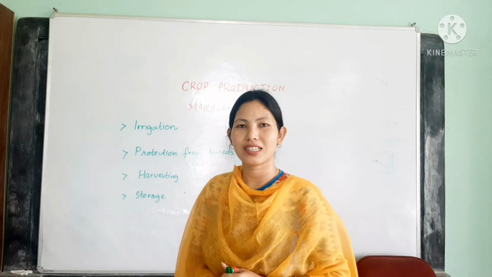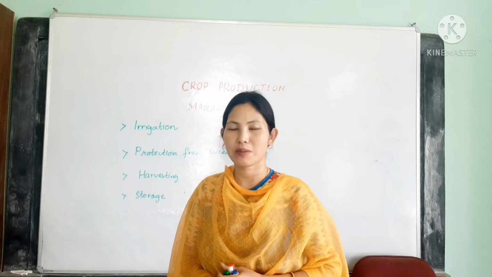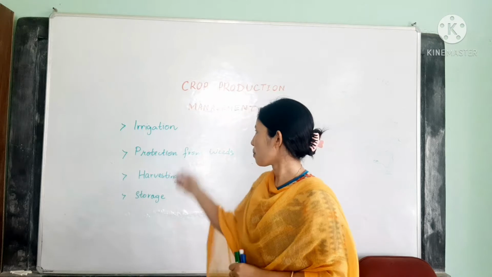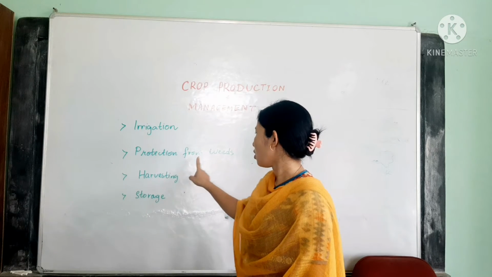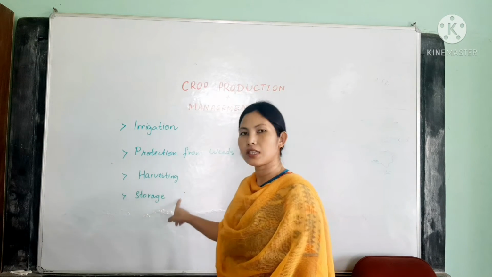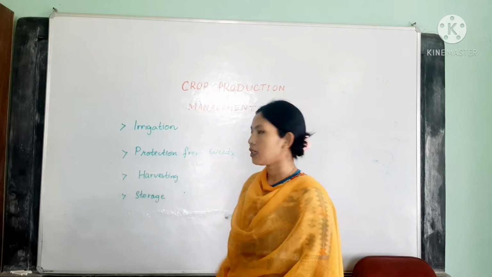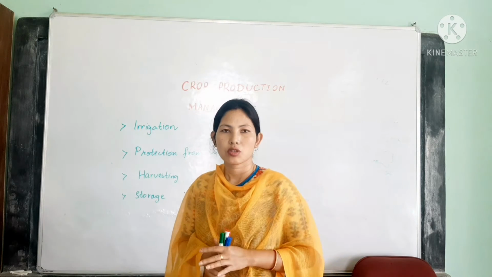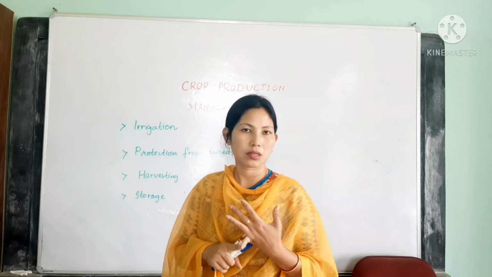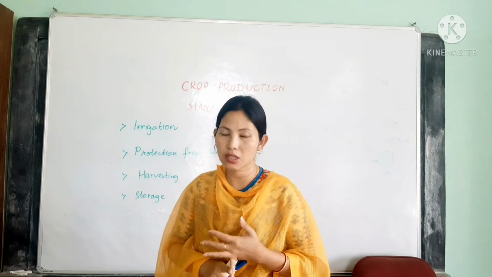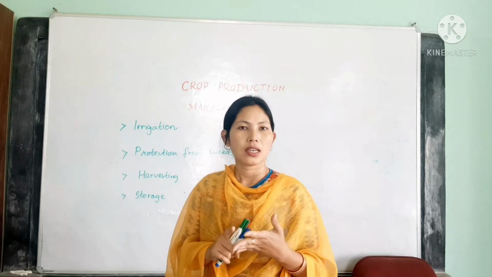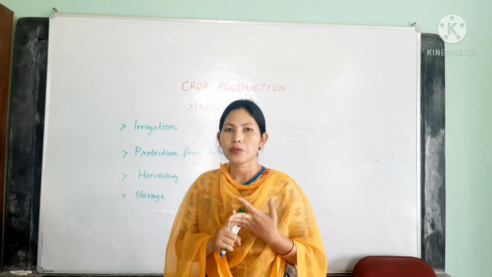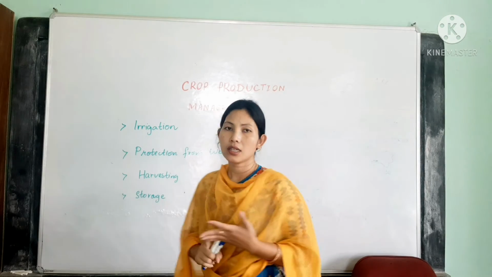Welcome back, dear students, in the third part of the lesson, crop production and management. In this video we are going to discuss irrigation, protection of crops from weeds, harvesting and storage. Before I discuss all this, let us go for a quick revision of our previous explanation. We started with the various steps of agriculture, from soil preparation, then sowing of seed, and then manuring or applying fertilizer, right? Now next is the irrigation process.